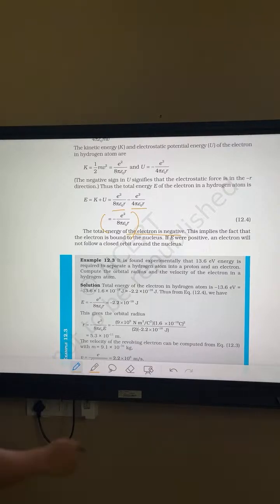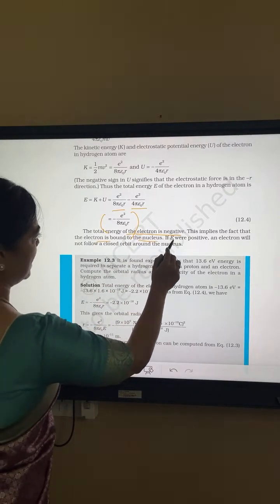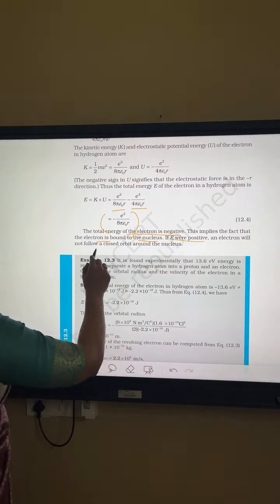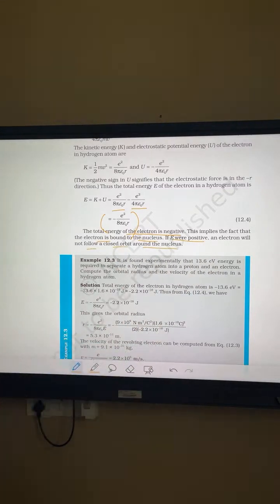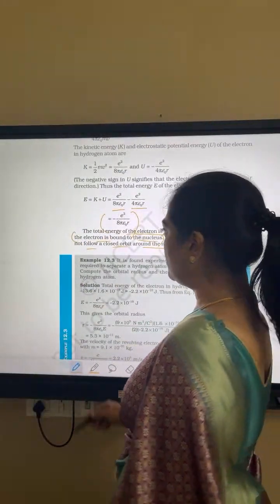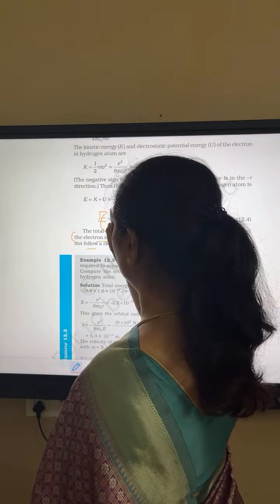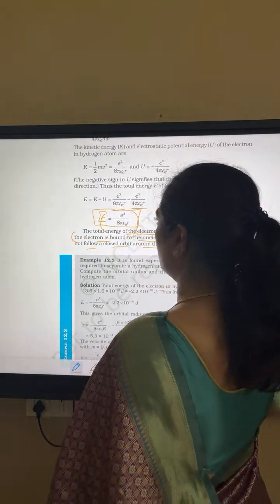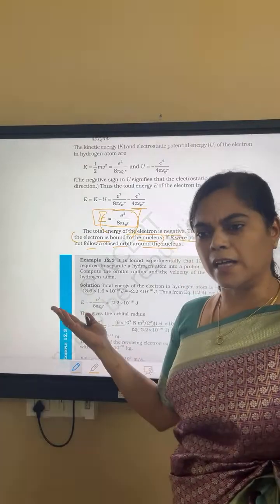So this implies the fact that the electron is bound to the nucleus. If E were positive, an electron would not follow a closed orbit around the nucleus. If E is positive, then what will happen? An electron will not follow a closed orbit around the nucleus. Why is the total energy of the electron negative? The reason is that the electron is bound to the nucleus. If the total energy is negative, then it is bound to the nucleus. That's what we have learned already.